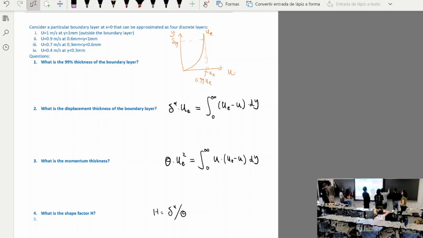I just took this thing to be one, and this is equal to. What is your answer to question 1? I think it should be 0.99 meters per second. It's a thickness. Yes, 0.99 meters.